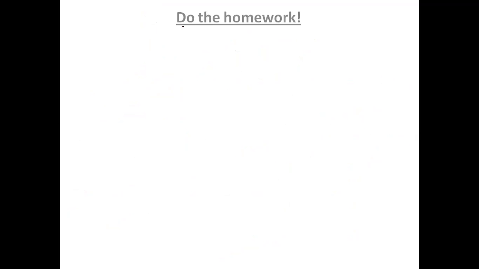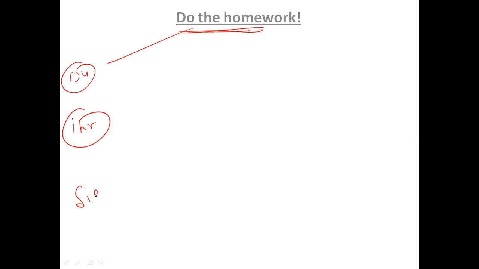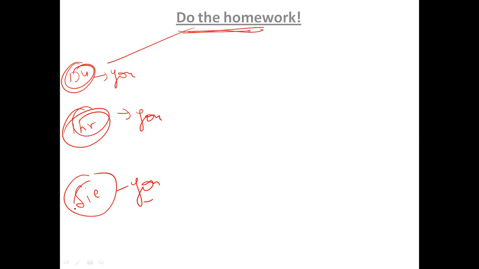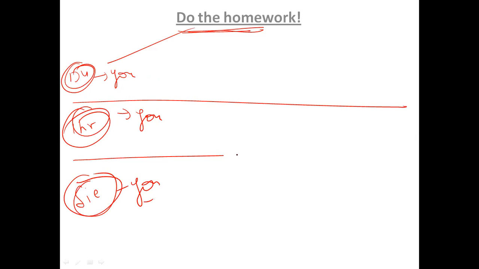Now if I say, do the homework, this I can make in the du form, this I can make in the ihr form, this I can make in the Sie form as well. Because in German, this means you, this also means you, and this also means you. So the imperative can be made in all three forms. But there is a different rule in German for each "you".